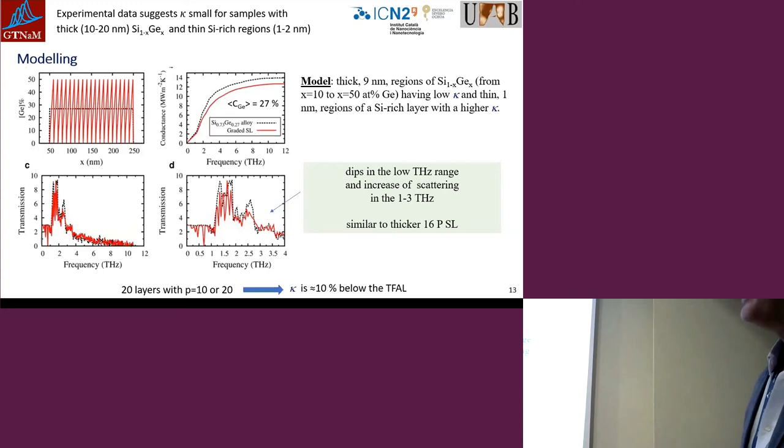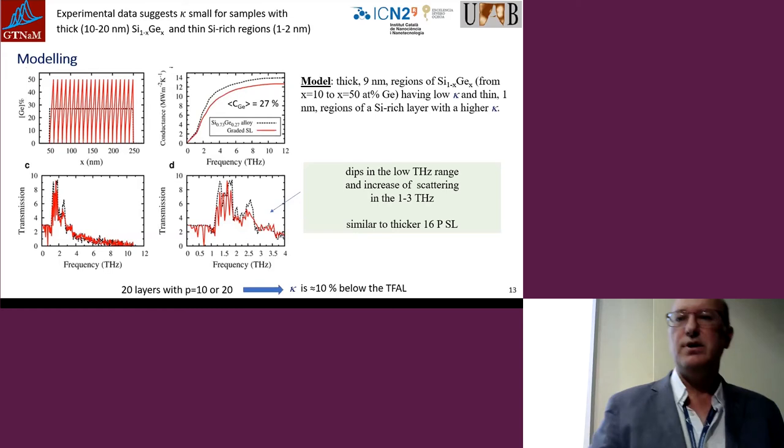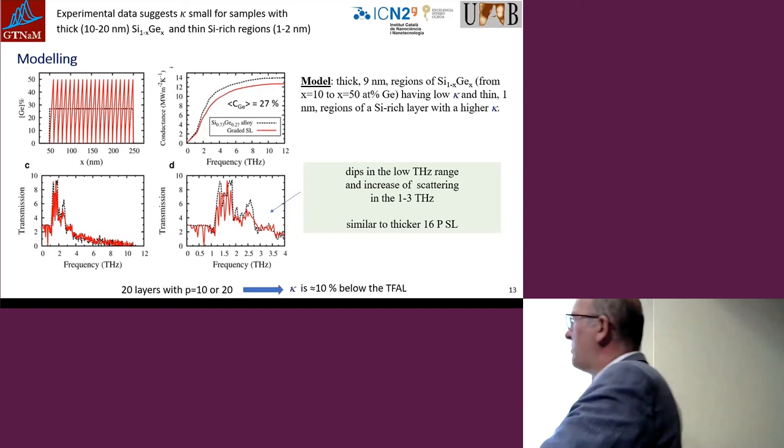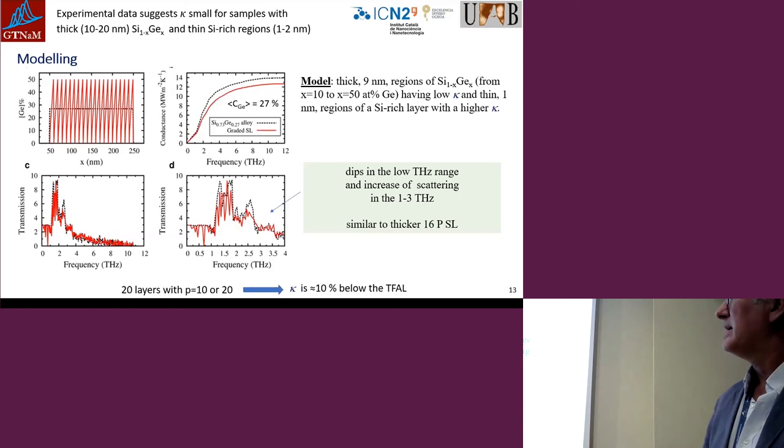If we reproduce this in the modeling, this model is now reproducing a material which has thick 9 nanometer regions of silicon germanium that go from 10 to 15%, that have a very low K, and thin 1 nanometer amorphous, or silicon rich, layers with a high thermal conductivity. We see that this type of superlattice, even with long periods of 10, 20 nanometers, is able to have thermal conductance values below the thin film alloy limit. So we can now predict the formation of superlattices with long periods in which the formation of phonon bands, the formation of these gradients and the mass scattering give us thermal conductivities below the thin film alloy.